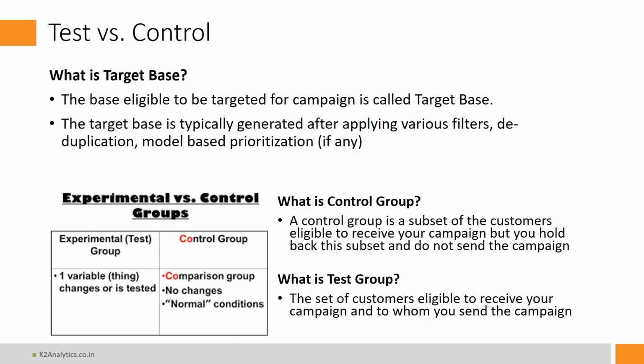Without control, you do not know what is the baseline. Without control, you do not know what is the normal condition behavior. Without control, you do not have a way to compare the results. As such, whenever you do a campaign, you should always have a control group. Is this point very clear?